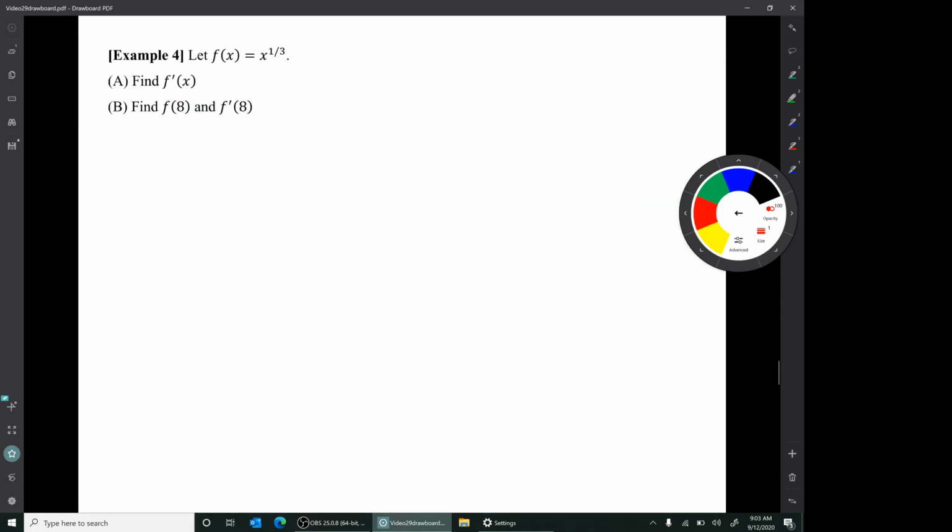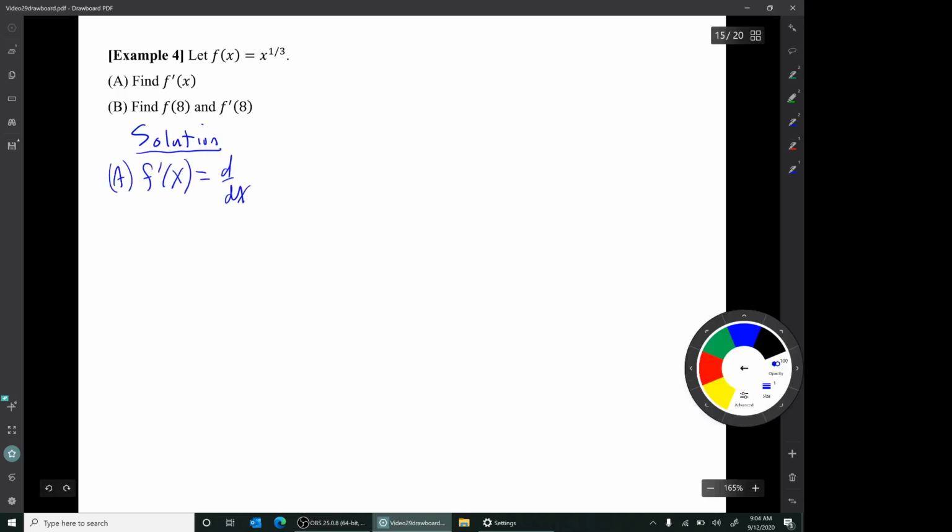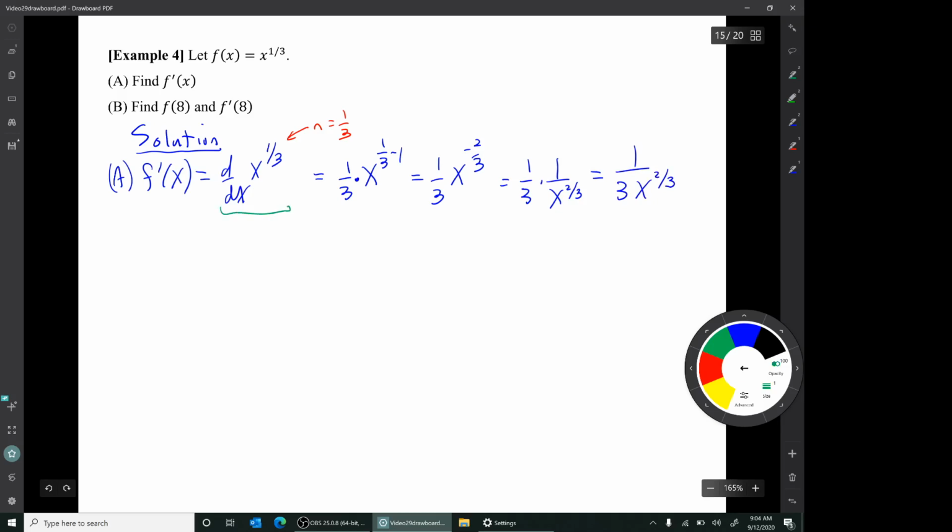Example 4. Let f of x be x to the 1/3. Find f prime of x. And then in part B, find f of 8 and f prime of 8. So there's the same form we had before. We write down the left side of the power rule, which has the d over dx on it, and does not have any arithmetic going on. And then we write down the right side of the power rule. Notice the right side does not have the d over dx symbol, but it does have this arithmetic going on.